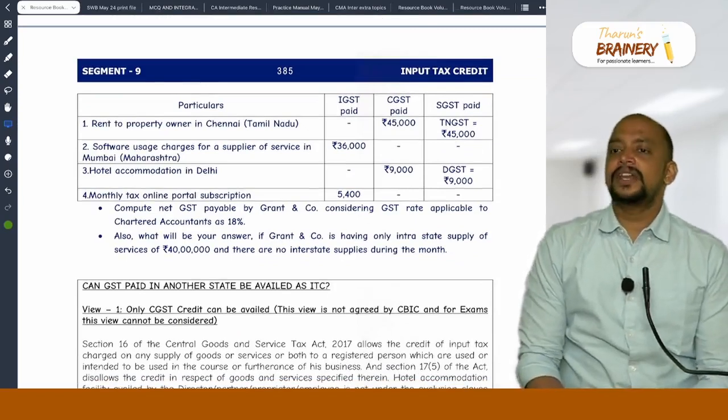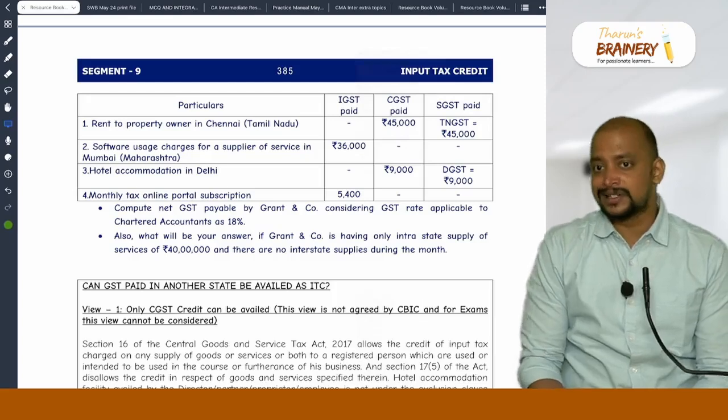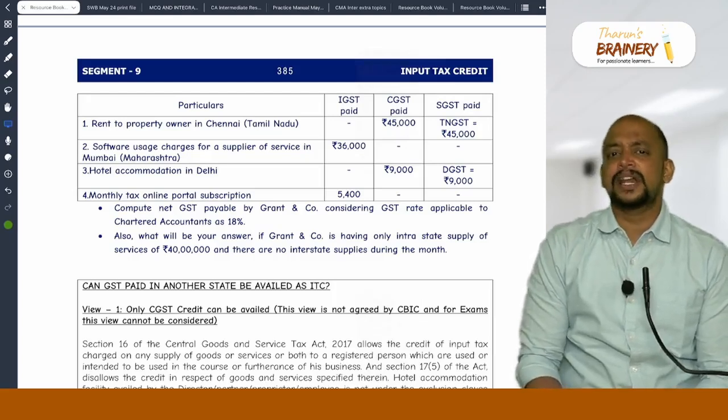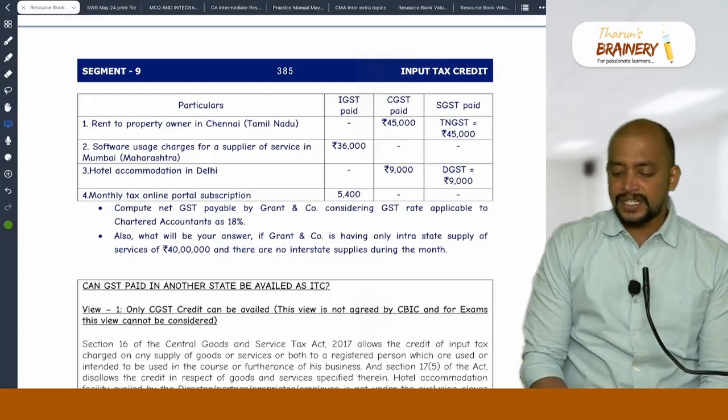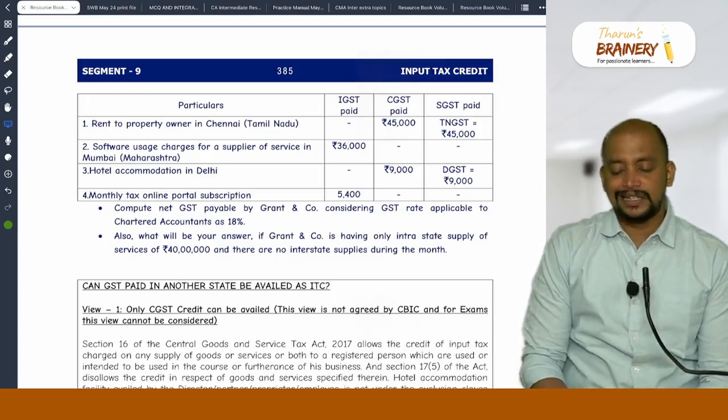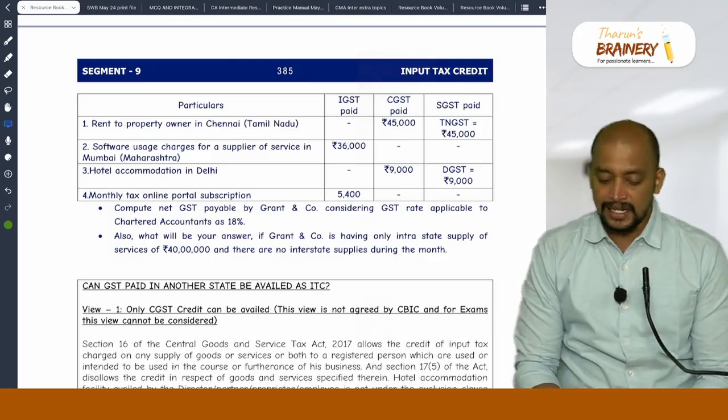Yes. Where is that person located? Tamil Nadu. Registered in Tamil Nadu. So CGST, SGST paid in Tamil Nadu can be taken as credit, no issue. Software usage charges for a supplier of service in Mumbai, Maharashtra, 36,000 IGST credit can be taken.